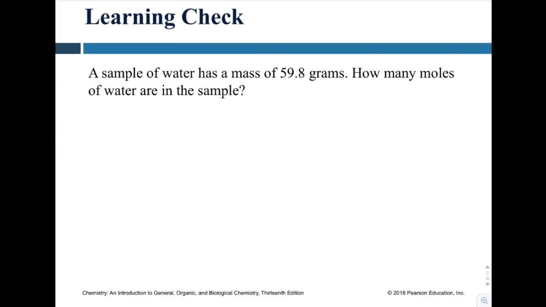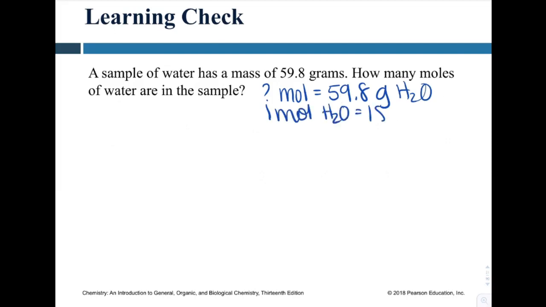A sample of water has a mass of 59.8 grams. How many moles of water in the sample? So how many moles are equal to 59.8 grams? And this is all of water. So I need to do a molar mass of water. When I do that, I should get 1 mole of water is equal to 18.02 grams. Let me know if you have questions about how to get the molar mass of that.